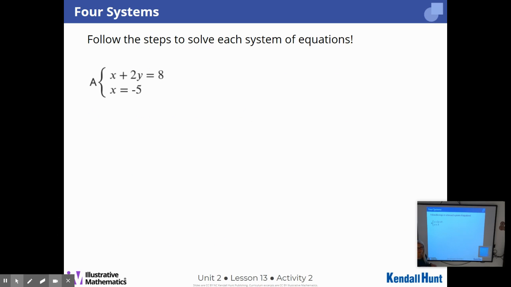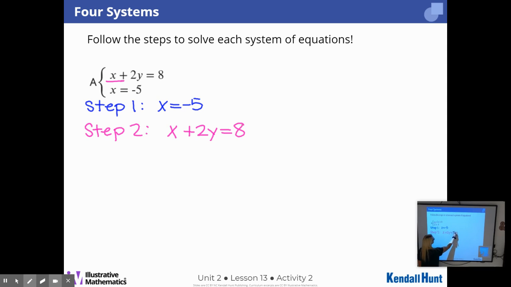All right, so we've got this first equation, A, so we have to follow our steps. Step 1, we need to solve for a single variable. If we're looking at our system, we already have x equals -5, so it is already by itself. So we're going to go ahead and go on to step 2. In step 2, we're going to plug in that -5 in place of x into the other equation. I need to know that I'm using the other equation, so let's go ahead and write it down. x plus 2y equals 8. Everywhere I have an x, I'm going to replace that with -5.